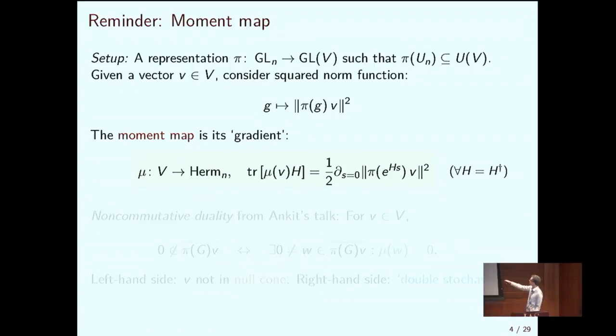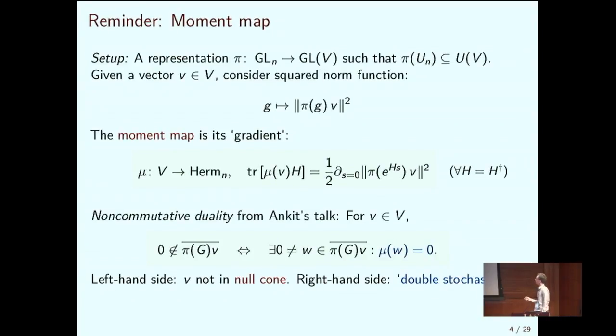Okay. And so more precisely, the moment map is something that takes a vector and sends it to a Hermitian matrix, in this case a single Hermitian matrix, such that any component of this matrix, that is, the trace of the moment map of V times H, is given by the change of the norm squared in that direction. So that's the geometry underlying this business, and we saw it in the last talk, and saw several examples.